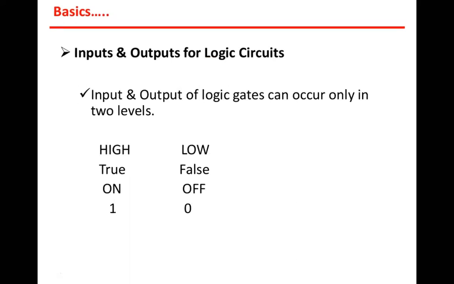Input and output of logic gates can occur only in two levels. As we are talking only about binary, which has only two digits or bits, 0 and 1, the input and output of logic gates can be either 0 or 1. Or to name a few, we can say high, low, true, false, on, off, 1, 0, closed, open.